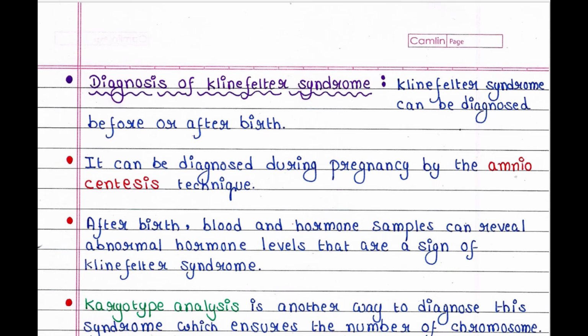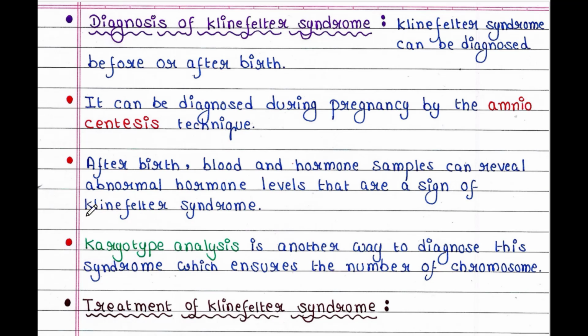So what are the diagnoses of Klinefelter syndrome? Klinefelter syndrome can be diagnosed before or after birth. It can be diagnosed during pregnancy by the amniocentesis technique. After birth, blood and hormone samples can reveal abnormal hormone levels that are a sign of Klinefelter syndrome. They will have lower testosterone level, right? And karyotype analysis is another way to diagnose this syndrome, which ensures the number of chromosomes. So you can do karyotyping also to check how many chromosomes are there in the person.